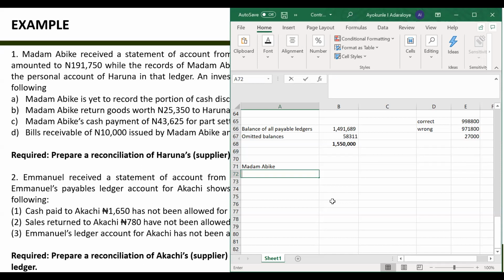Let's do it this way: the supplier statement, and let's leave a space. Let's do it on the side here, and we do Madam Abike's ledger. So let's go back to the question.